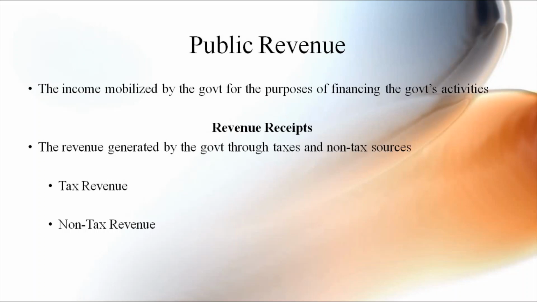And here, revenue receipts mean what? Revenue receipts: the revenue generated by the government through tax and non-tax sources. Tax and non-tax sources are called revenue receipts. And here revenue receipts are of two types. Commonly, central government and state government separately calculate their income. The tax revenue and non-tax revenue are the two types of revenue receipts. So let us discuss each of them, tax revenue and non-tax revenue.